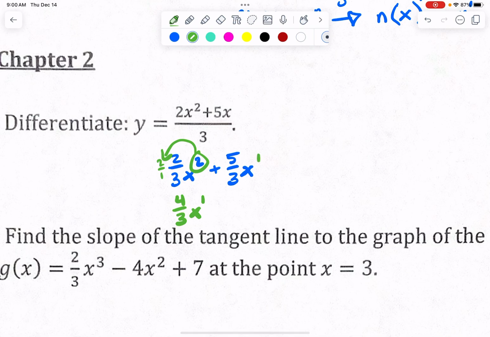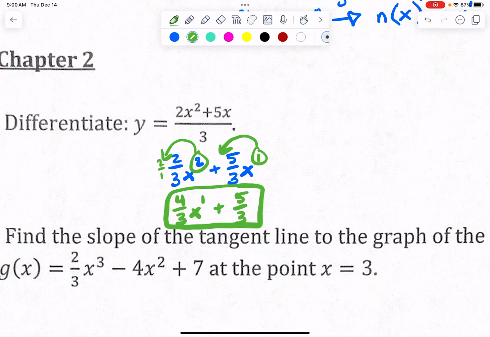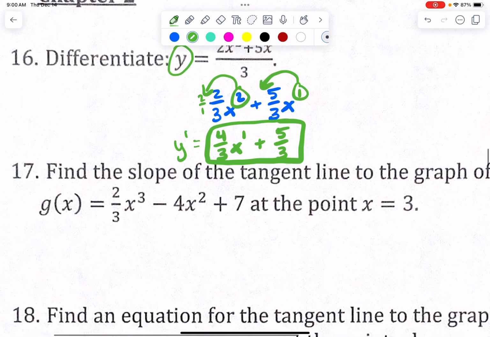And then this guy is kind of like 1 times 5/3 or just 5/3. X to the 0 power, or just 5/3, okay? So this is his derivative. You don't have to have the 1 here if that bothers you. You can get rid of that 1, but I just wanted to show you that's how the rule works. Technically, this guy would be called y prime because the derivative of y is y prime, and that is his derivative, okay? That's all we had to do there.